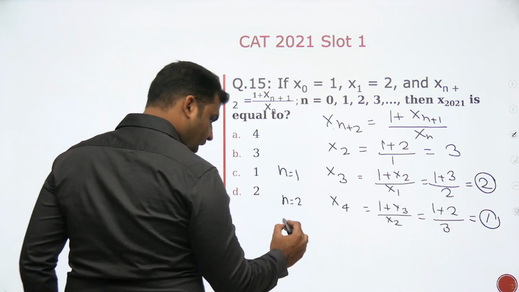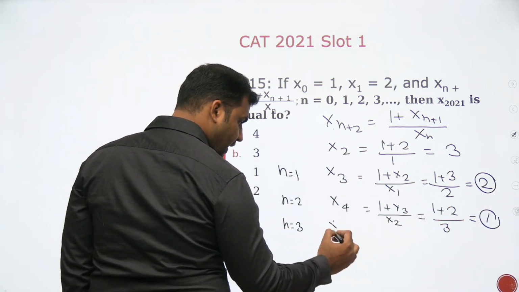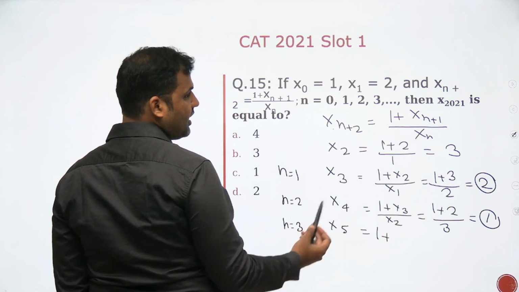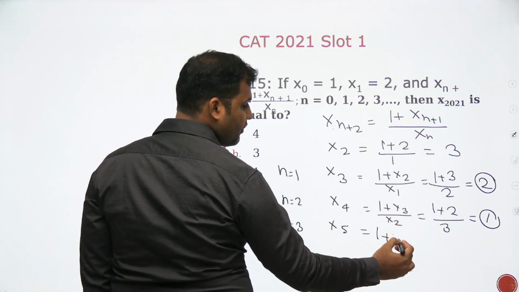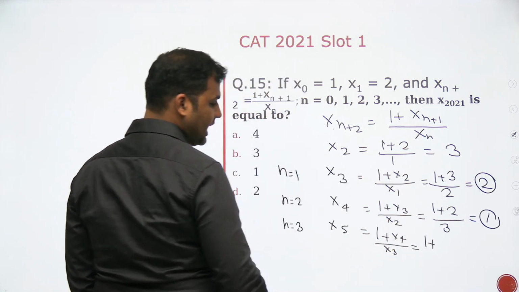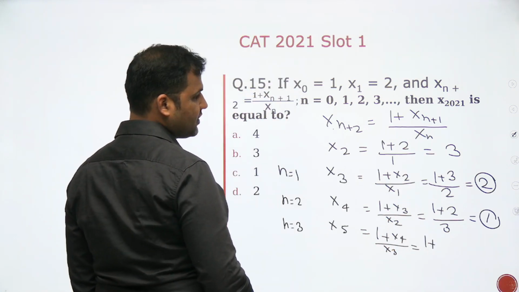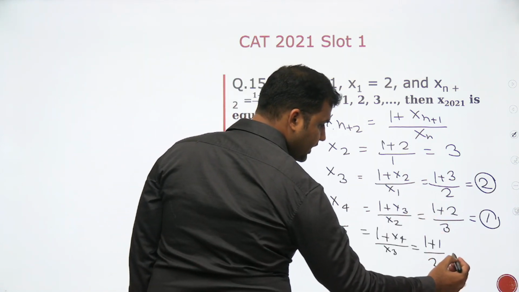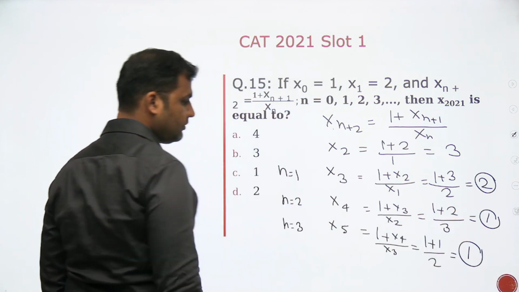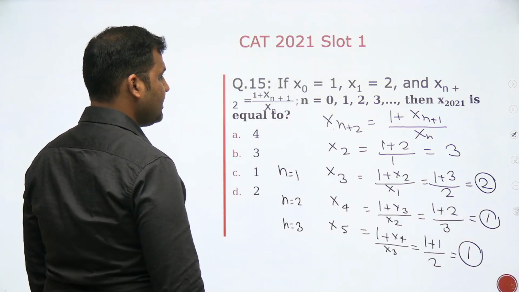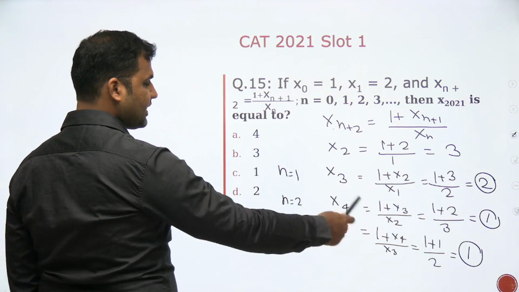Now when I go for n as 3 here and I want to find out the value of x5, this would be 1 plus, putting n as 3 here, 1 plus x4 divided by x3. Now 1 plus x4, guys, what is x4? x4 is 1 divided by x3. What is x3? It is 2. It is again 1 now. Okay. Now you see that here, this is making a cycle, right?